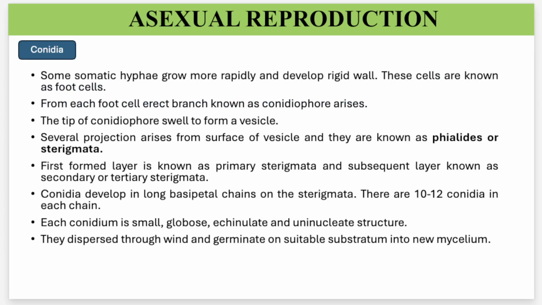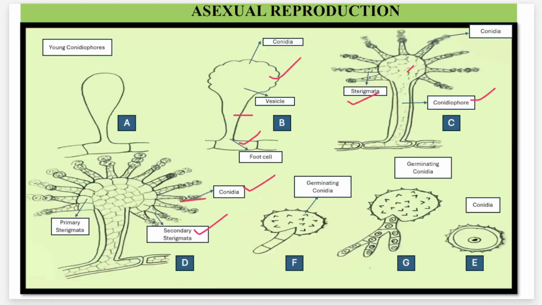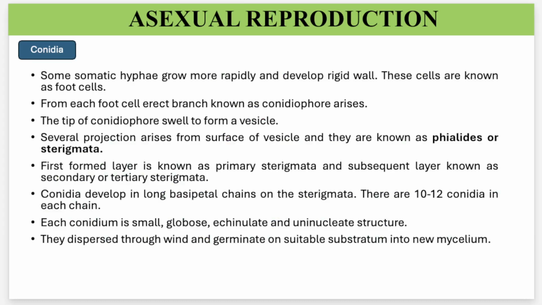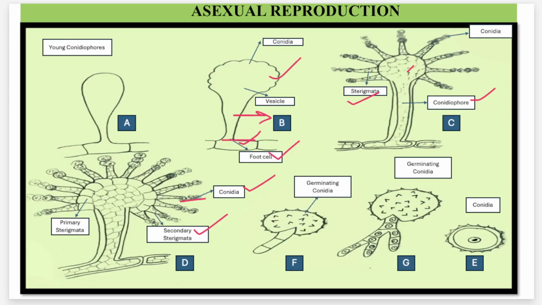Then conidia: the somatic hyphae grow rapidly and a rigid wall is formed, and the cells are known as foot cells. In this diagram also you can see the foot cell is formed on the lower side, and this is the conidiophore, right? Which develops just above it. From each foot cell a conidiophore is developed, and at the tip of the conidiophore a vesicle develops. This is the swollen part, known as the vesicle.